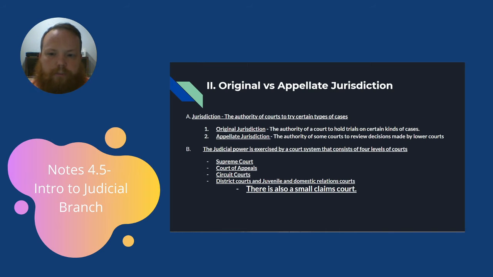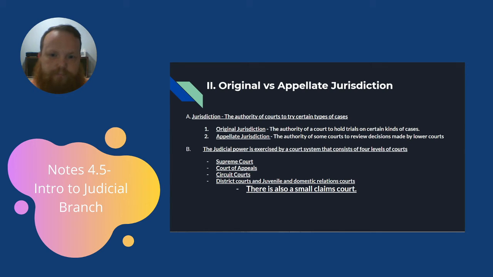So there's two big main definitions that I need you guys to understand before we even get started. So that's where today's notes kind of take its place. We look at the word jurisdiction, and we understand the idea that jurisdiction is the authority of the courts to try certain types of cases. So there's two different types of jurisdiction. So jurisdiction is this idea that we can try certain cases, right? So what two types do we have? And those two types are the original jurisdiction and the appellate jurisdiction.